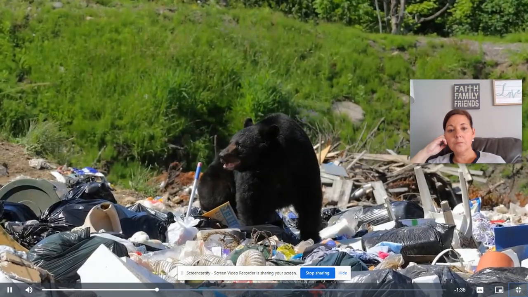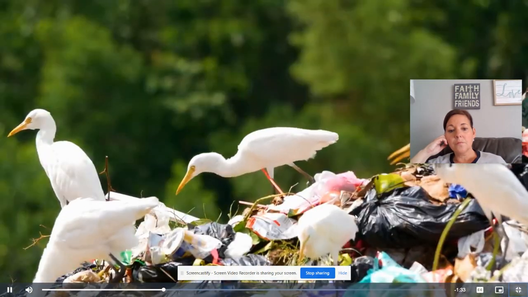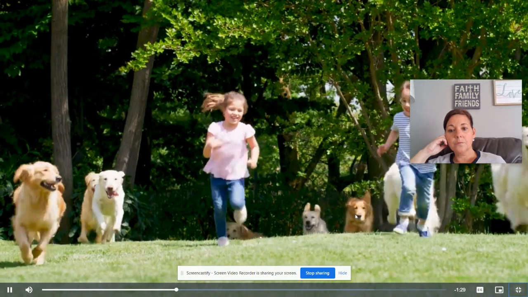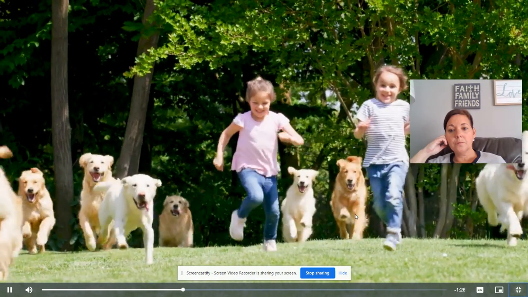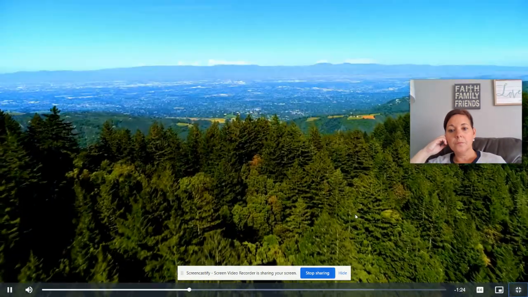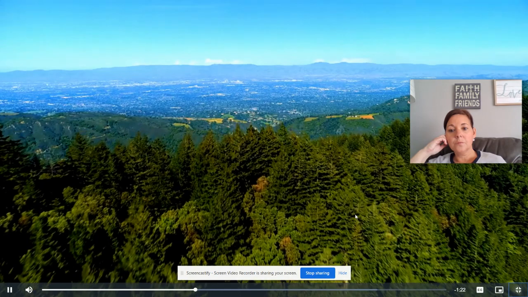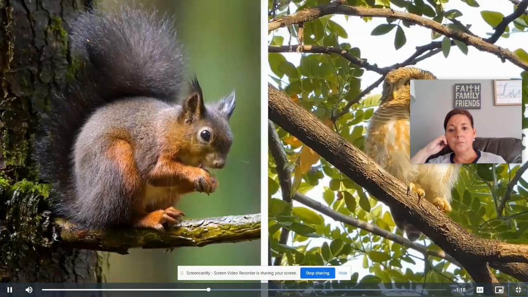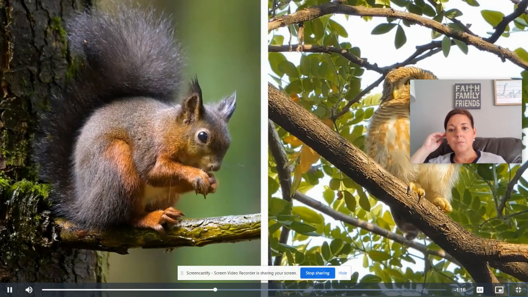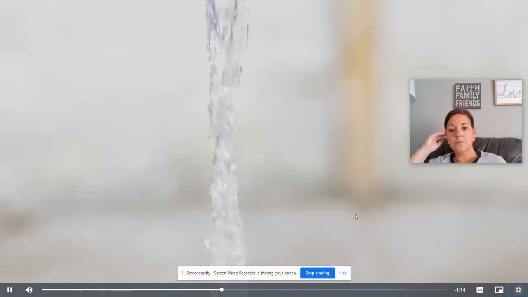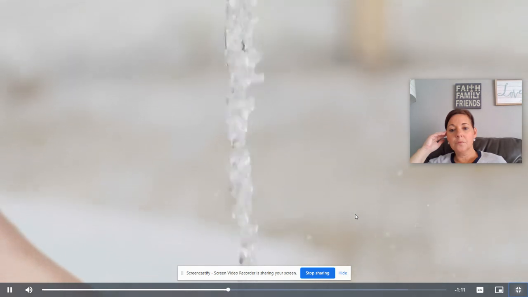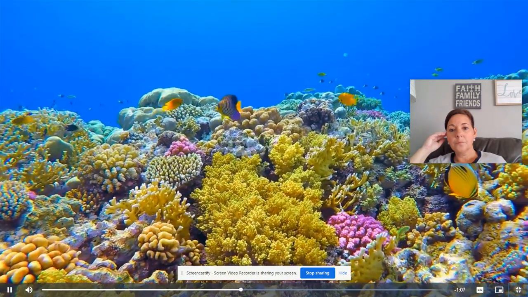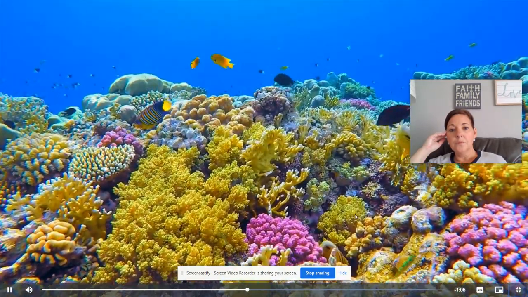It means there's no litter on the ground. Animals can get sick if they eat litter. It means the air is clean. People and animals need clean air to breathe. It means there are plenty of trees. Trees help clean the air. They are also homes for many animals. A healthy earth also means there is clean water. We all need clean water to drink, and fish and other sea animals need a clean place to live.